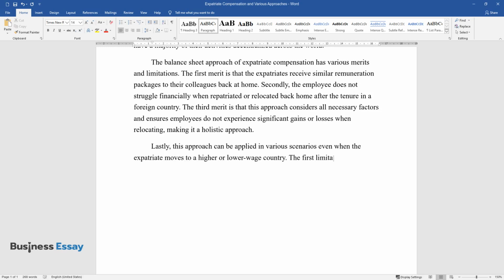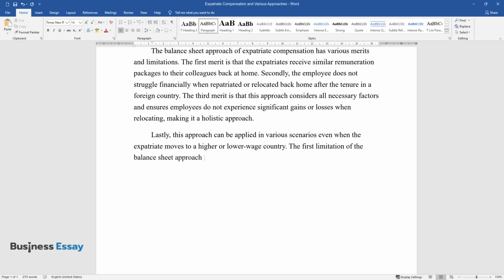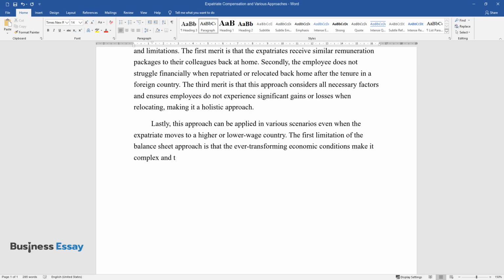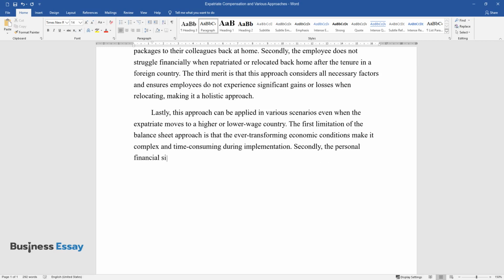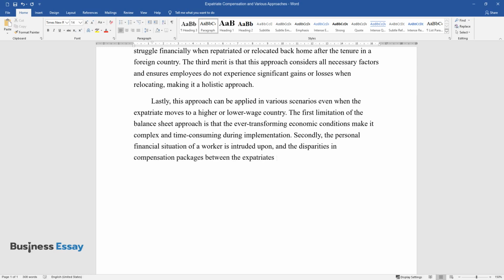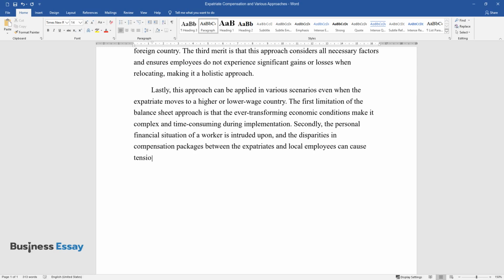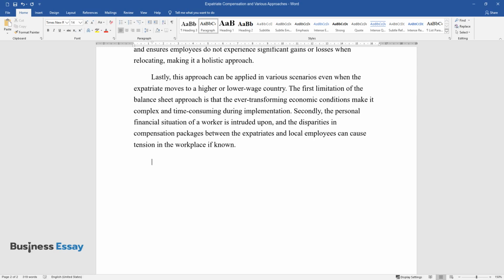Lastly, this approach can be applied in various scenarios even when the expatriate moves to a higher or lower wage country. The first limitation of the balance sheet approach is that the ever-transforming economic conditions make it complex and time-consuming during implementation. Secondly, the personal financial situation of a worker is intruded upon, and the disparities in compensation packages between the expatriates and local employees can cause tension in the workplace if known.